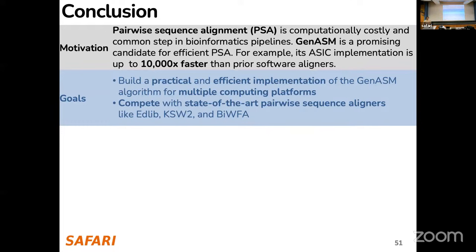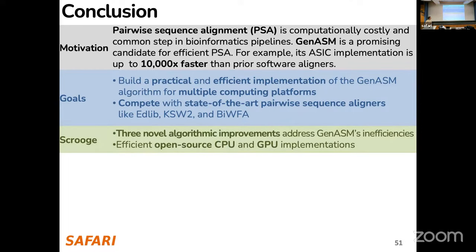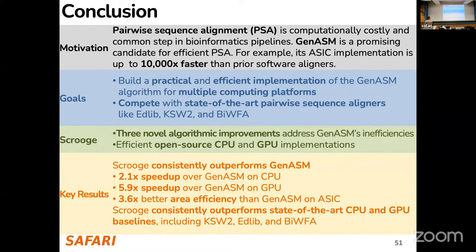Our goal was to build an efficient and multi-platform implementation of Genasm, and we want to compete with the state-of-the-art software tools that we have. To this end, we proposed Scrooge, which consists of three novel algorithmic improvements and open source implementations of these software versions. In the end, we obtained quite nice speedups on all architectures we evaluated.